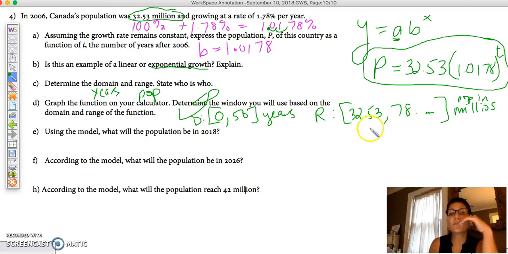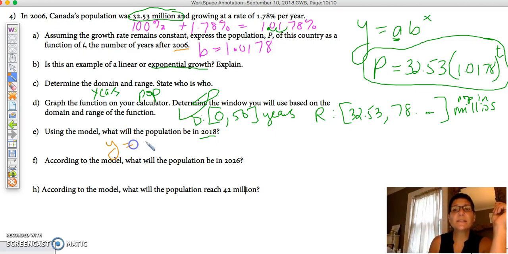Because one of the most important things I want you guys to understand is, who does the domain represent? Does it represent the number of dogs, cats, years? What does it represent? Now, the next question I'm asking you is, what will the population be according to the model in 2018? Well, if year 0 is 2006, then 2018 is, you guessed it, 12 years later.